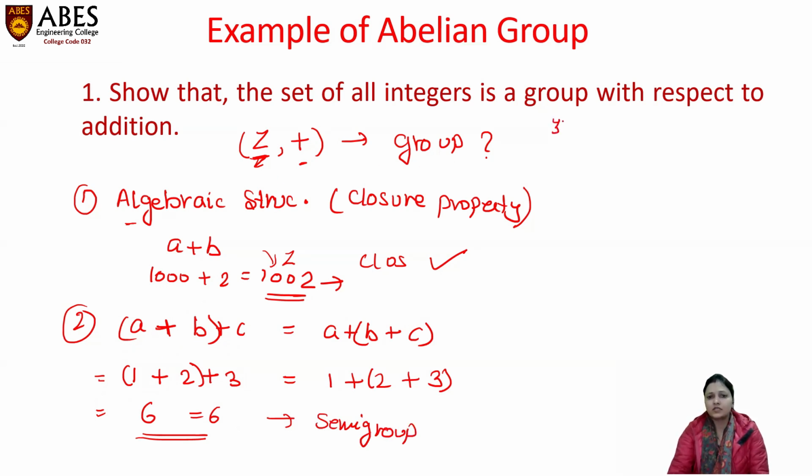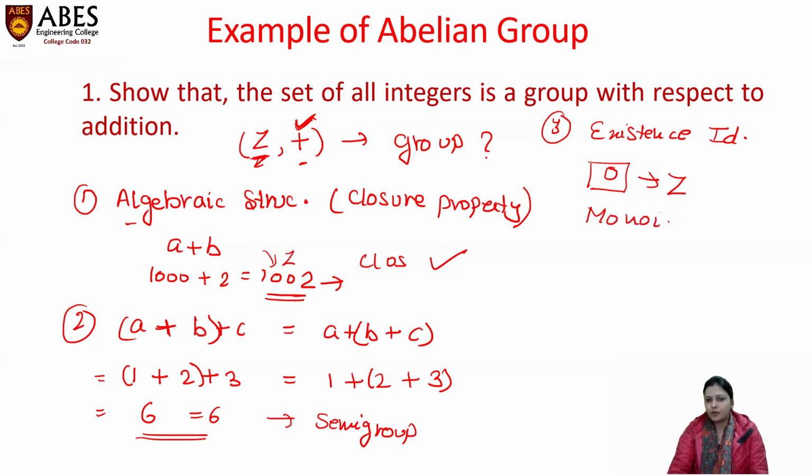The third property is existence of identity element. As previously discussed, the identity element in case of addition is always 0, and we know that 0 is an integer. So this identity element 0 exists in this group. So the third property is also satisfied, and this is also a monoid.